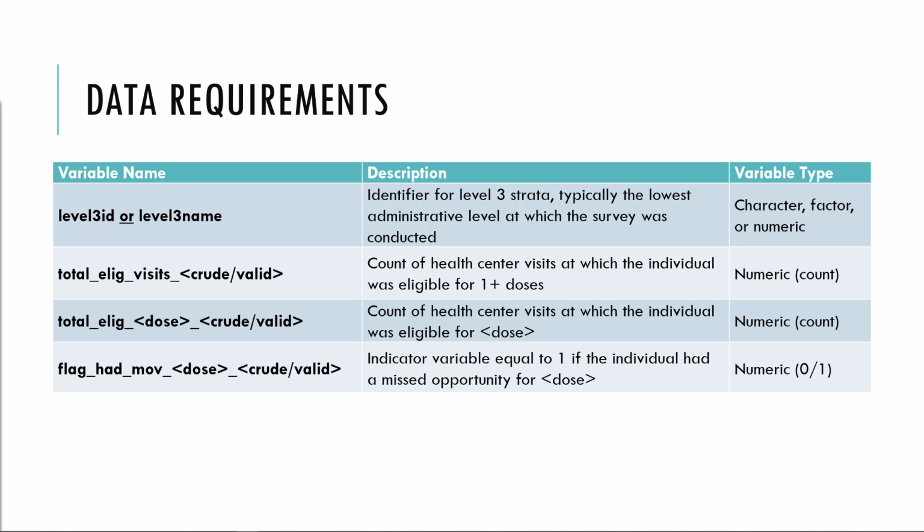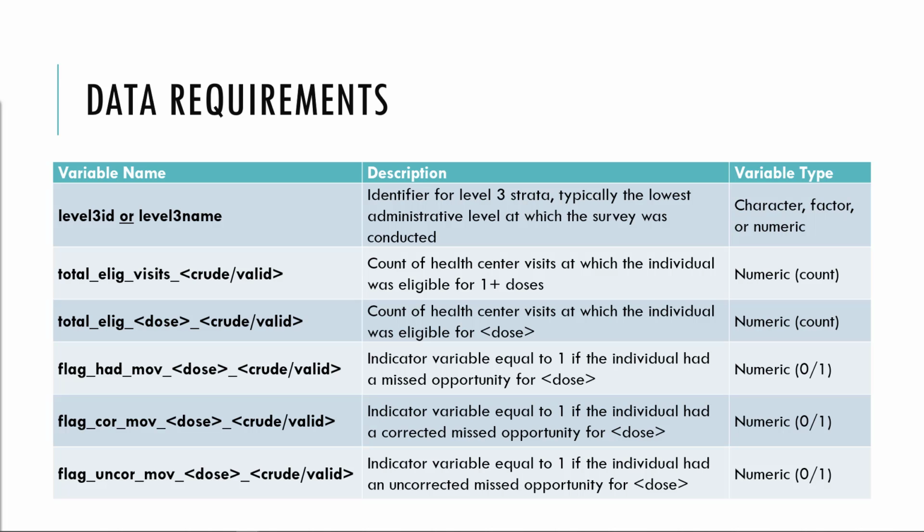MOV tool looks for a corrected MOV flag and an uncorrected MOV flag. If a child has an MOV for a particular dose, so has the flag had MOV variable set, then either the flag corrected MOV or the flag uncorrected MOV variable should be set. And the corrected and uncorrected variables are mutually exclusive.